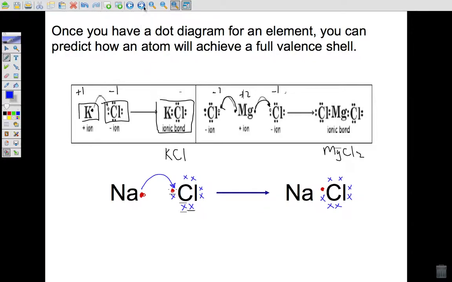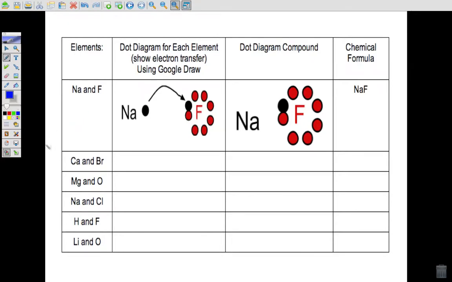So now what I want you guys to do is show dot diagrams and the electron transfer, and then predict the chemical formula. The reason why I taught you how to predict chemical formulas first is because you can use that to know how many calciums there'll be, your bromines, your magnesiums or oxygens. That will help you in the process of creating this diagram.